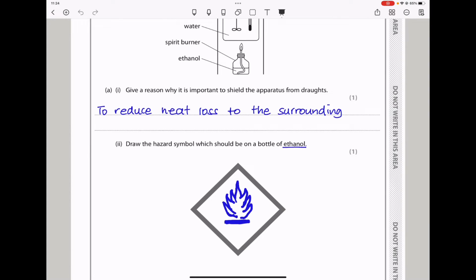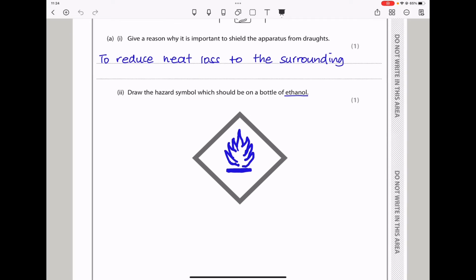And next they say draw the hazard symbol which should be on the bottle of ethanol. We know ethanol is flammable. And again, I want to warn you, there are more questions coming up both in Unit 6 and Unit 3 about drawing these hazard symbols. So please watch out. You better learn how to draw them because ethanol is flammable. So I drew the hazard symbol for flammable.